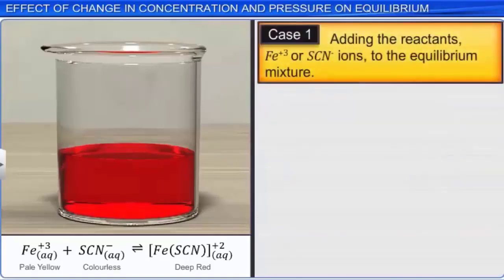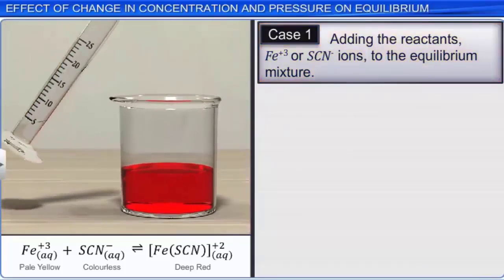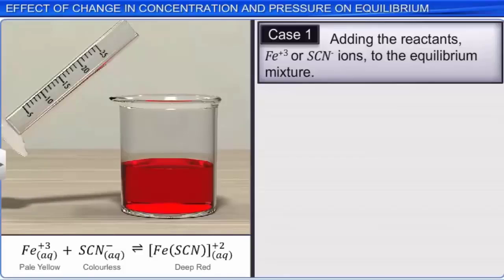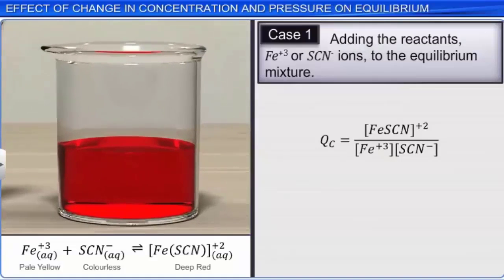Case 1. Adding the reactants Fe+3 or SCN- ions to the equilibrium mixture. Suppose you add a few ml of a solution containing soluble Fe+3 or SCN- ions to the equilibrium mixture. You can see that the color of the solution becomes darker. The reaction quotient at this stage of the reaction is given by Qc = [FeSCN+2] divided by the product of concentration of Fe+3 and SCN- ions.